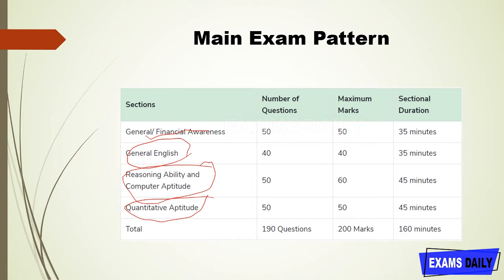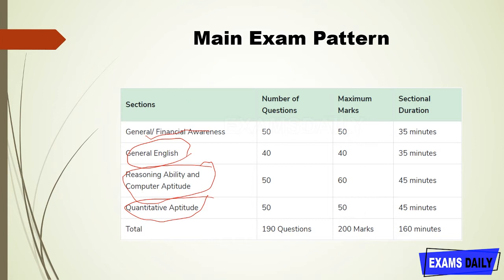There are some slight changes between preliminary and mains, and the syllabus is very much the same for preliminary and mains, with only the addition of extra sections like computer aptitude and general financial awareness in the mains examination. Otherwise the syllabus for preliminary and mains is the same. But the question level may vary. For the preliminary examination they may ask basic level questions, but for the mains examination they go to the next level and ask questions in a tougher format.